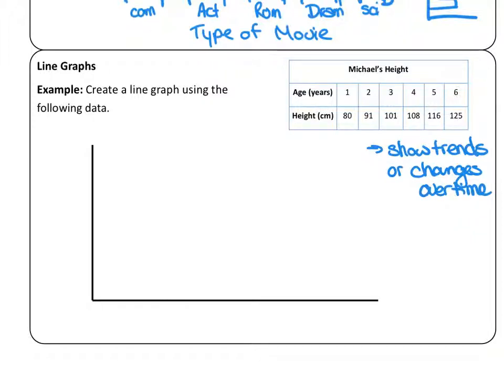Same thing, we're going to put a title on it. And this one is going to be Michael's height. I'm going to put the age on the bottom because it's consistent and it changes at the same rate. So we'll put the age on the bottom.